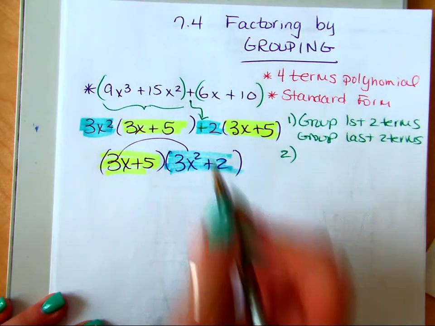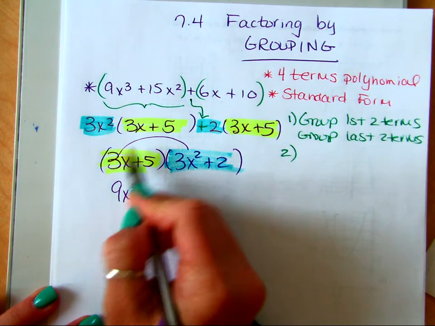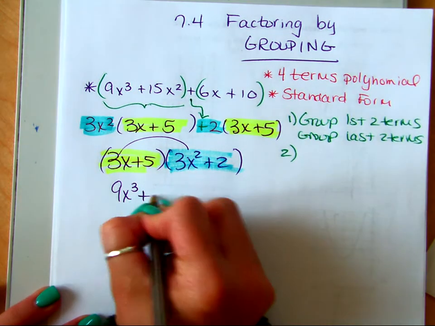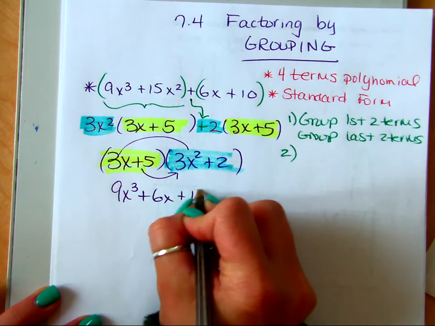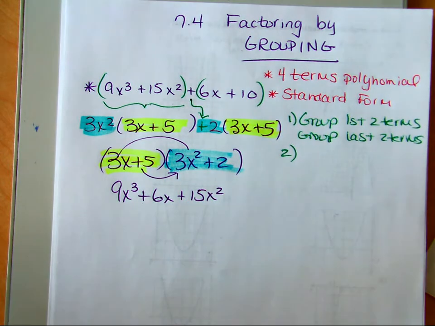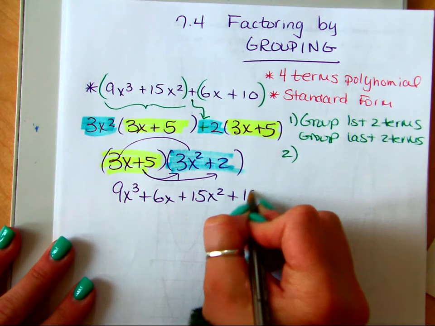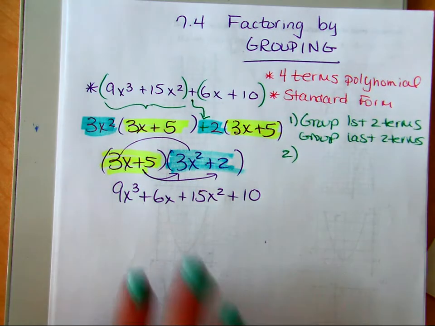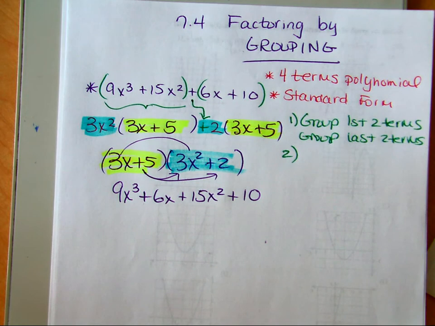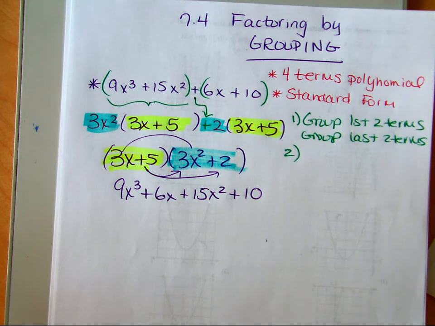So, 3x times 3x squared. 3x times 2. 5 times 3x squared. And I know it's a little out of order. But addition is commutative, so it doesn't matter. And what's 5 times 2? Does this match that? Yes. Yep. And then, so this does match that. So I know I factored it correctly. That is factoring by grouping.